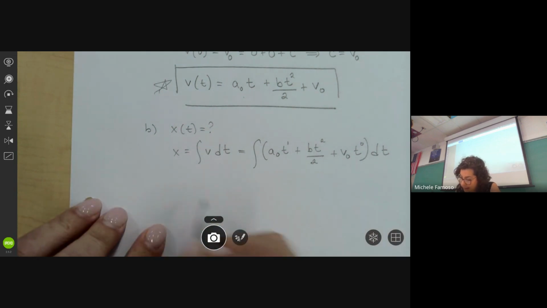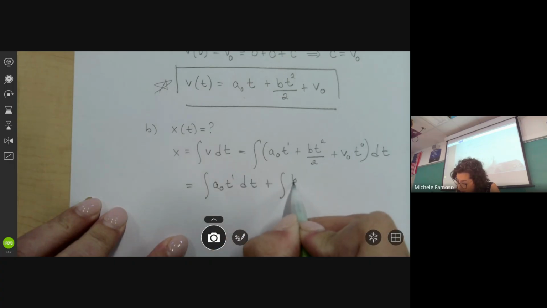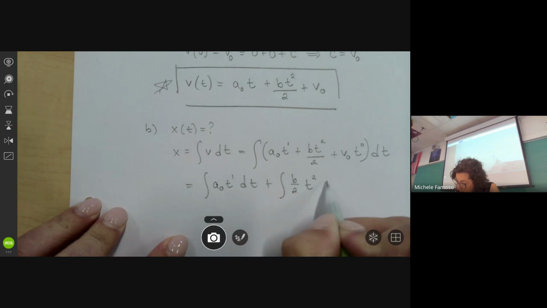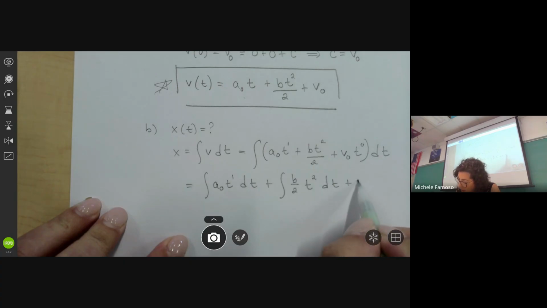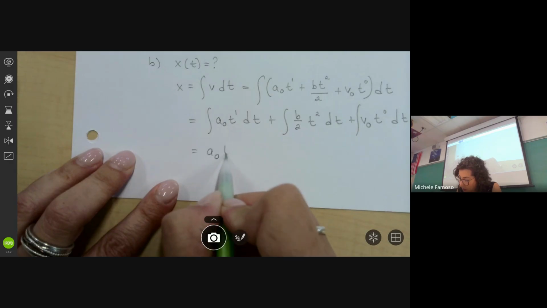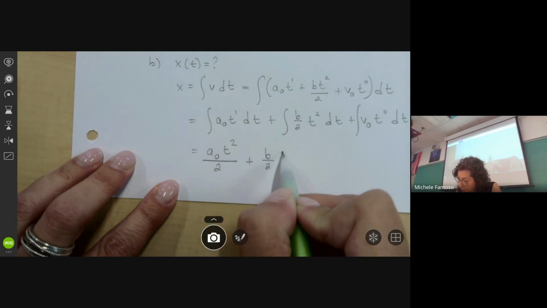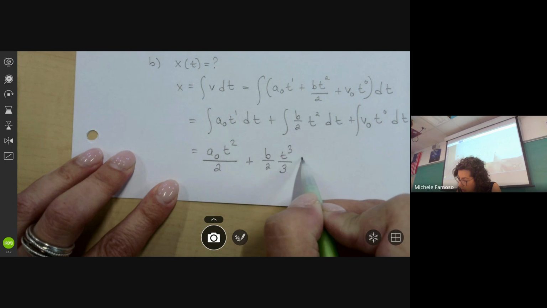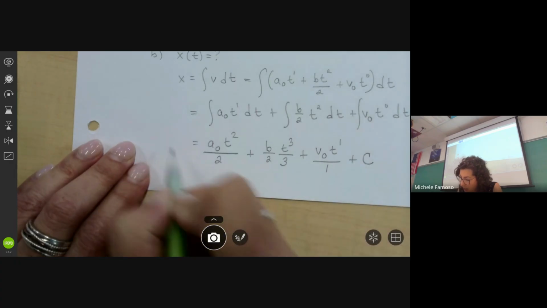Now let's separate it out. So that's the integral of a0 t to the 1 dt plus the integral of b over 2 t squared dt. I'm just also bringing that constant in the front, plus v0 t to the 0, that integral dt. All right, let's integrate. So this means it's a0 t squared over 2 plus b over 2 t cubed over 3 plus v0 t to the first over 1 plus some constant.